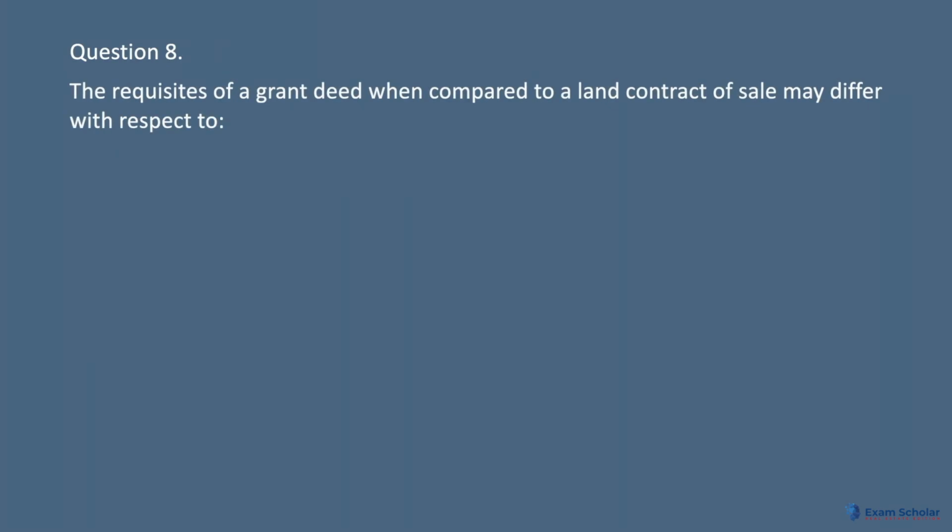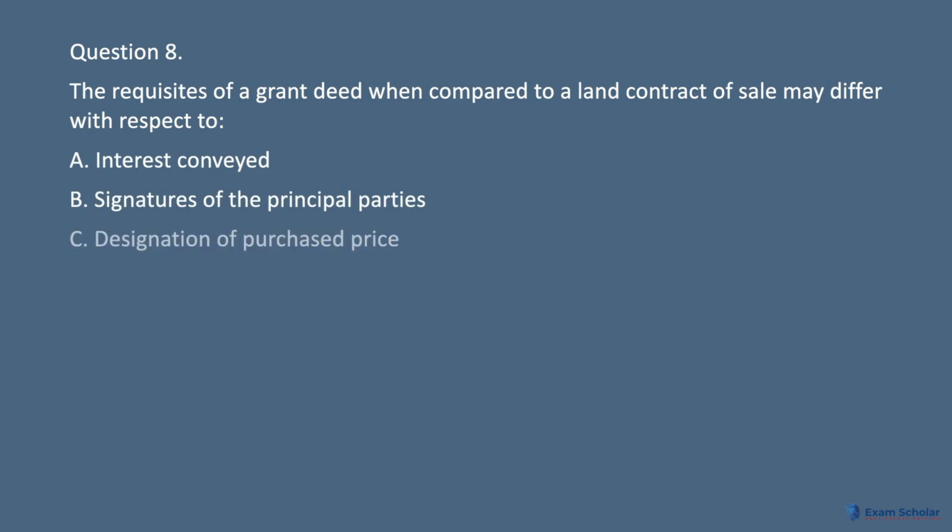Question 8. The requisites of a grant deed when compared to a land contract of sale may differ with respect to A. Interest conveyed. B. Signatures of the principal parties. C. Designation of purchase price. D. All of the above.